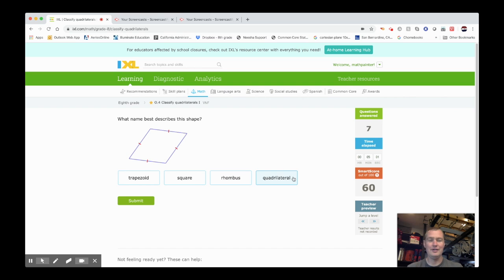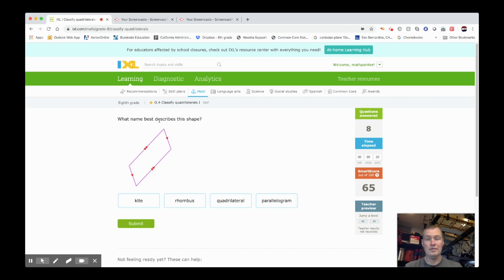All right, getting them all right so far. Okay, next one. We have a four-sided object where all the sides are the same. So this could be a square, except the angles don't match. So a square where the angles don't match will be considered a rhombus.